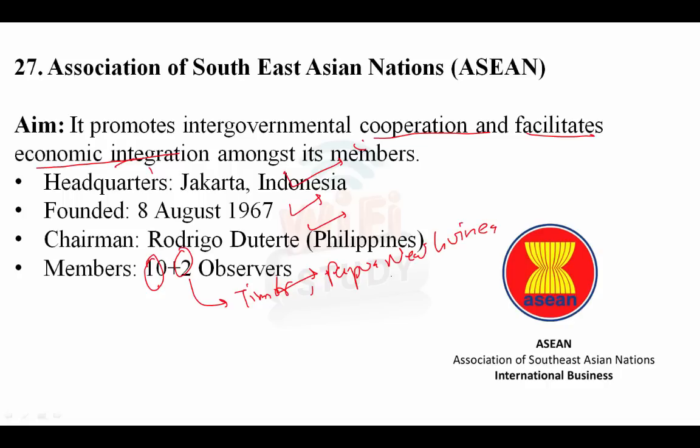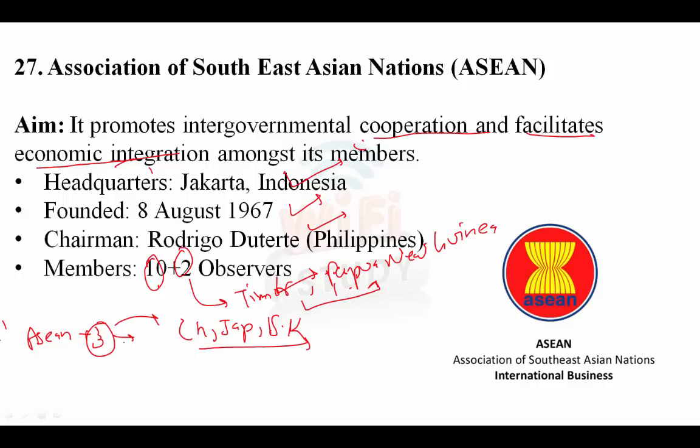These are the 2 observers of the ASEAN. This you need to remember, friends, who are the 2 observers of the ASEAN. And India is not a member of this organization, that is the ASEAN. Okay, you need to remember this also. And there is one another organization, that is ASEAN plus 3. And who are these 3 nations? That is China, Japan and South Korea. These are the 3 nations. Okay, that is known as the ASEAN plus 3.